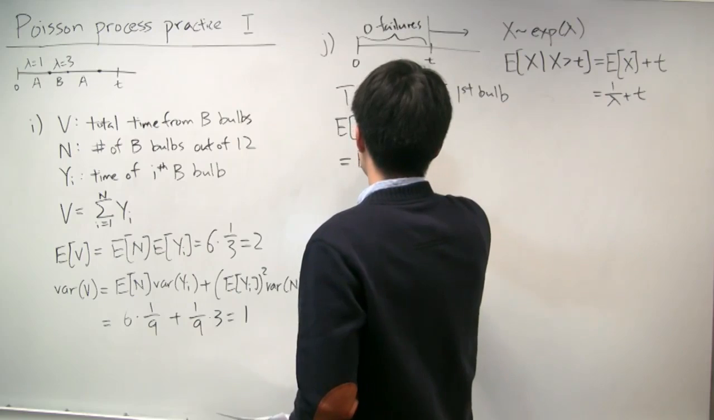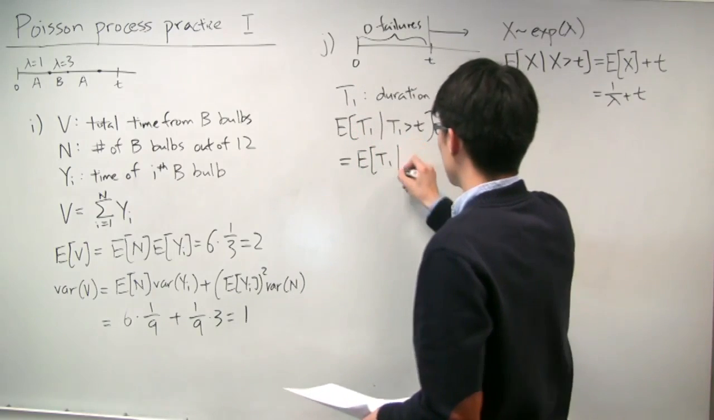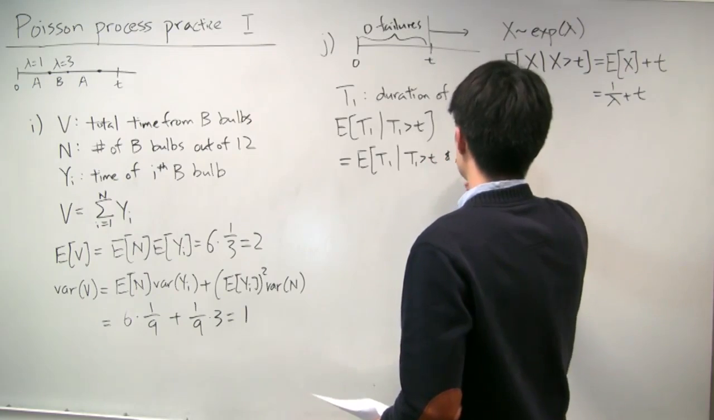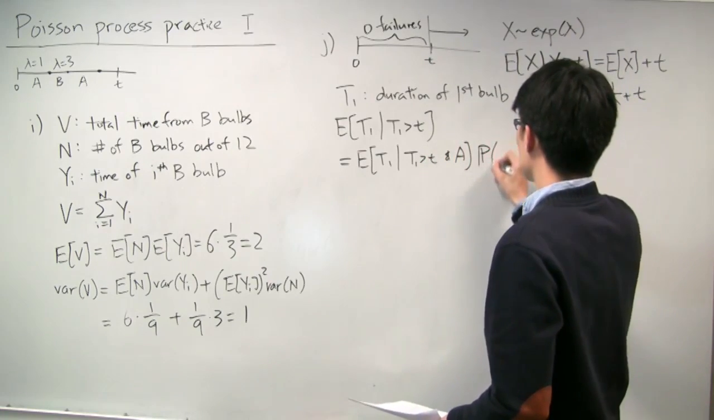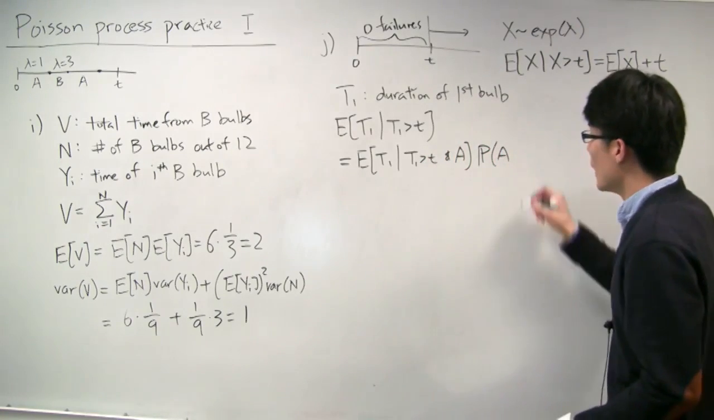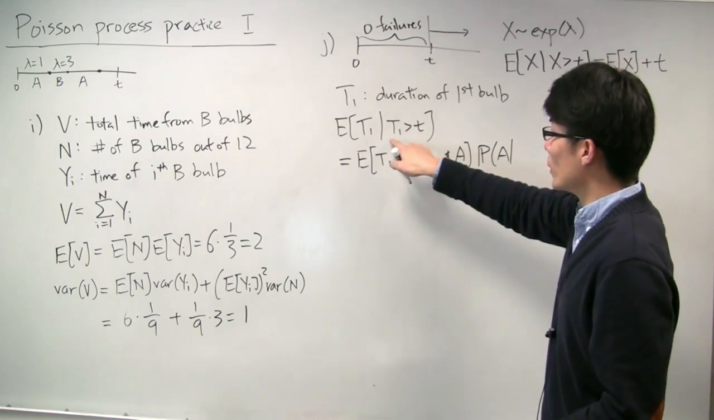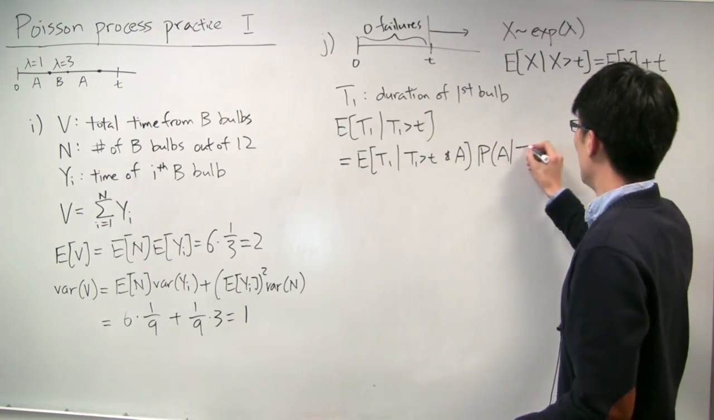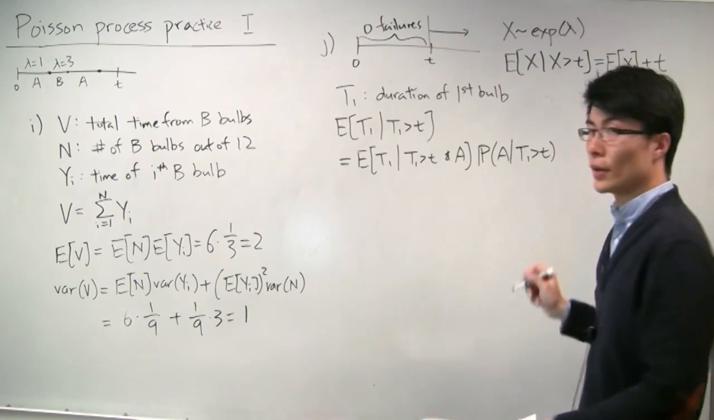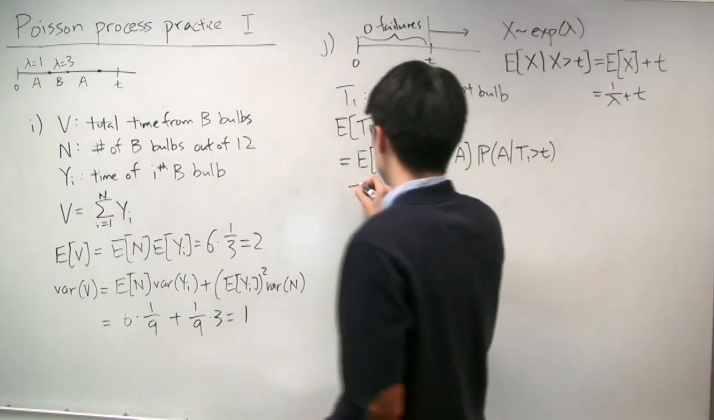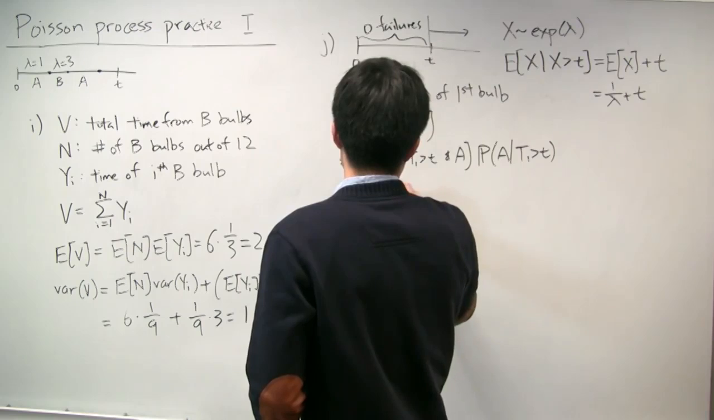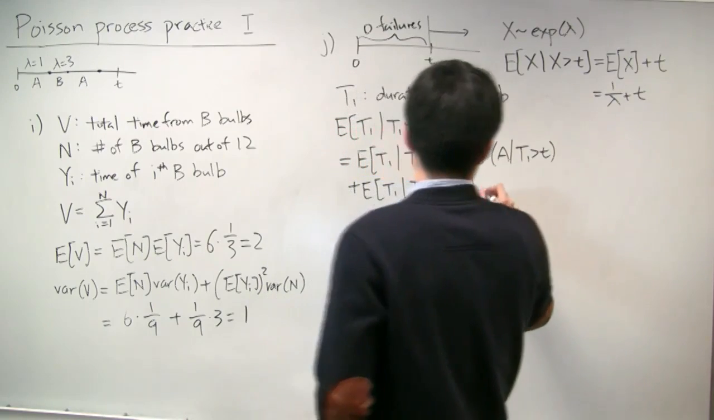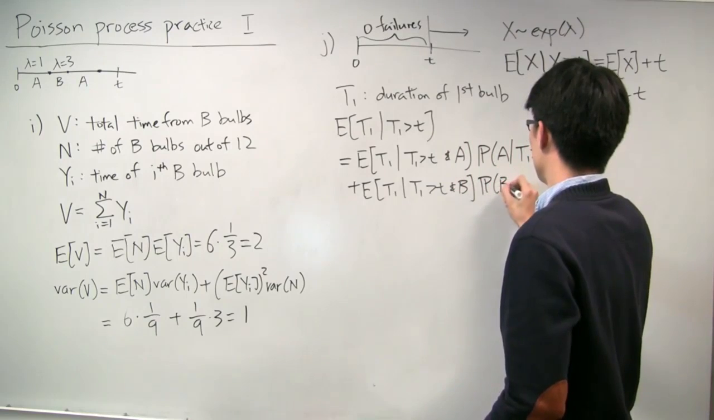So we can split this up into the conditional expectation of T1 given T1 is greater than t and the first bulb is type A. And then we have to multiply that by the probability that it's actually a type A. But another difference here is that, remember, we're in the conditional world that T1 is greater than t. So this probability also has to be conditioned on T1 being greater than t. And we have a similar expression for the case where it's a bulb of type B.